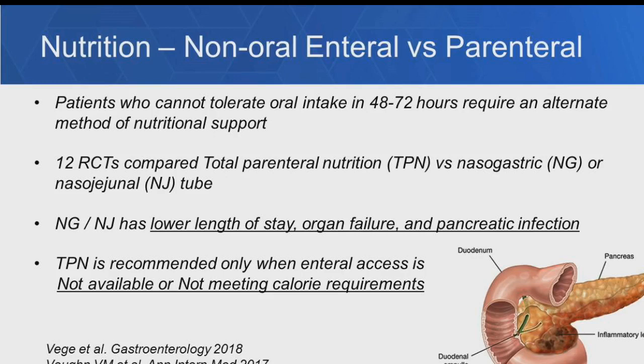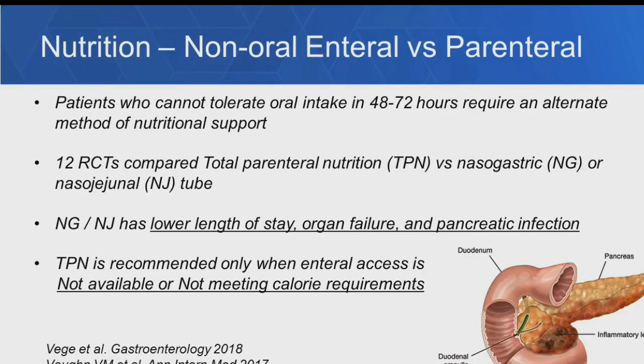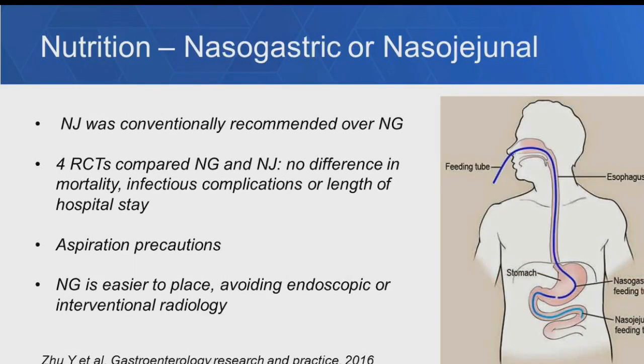And TPN is recommended only when enteral access is not available or if the patient is not meeting their caloric requirements. And the question is, should we use a nasogastric tube, which ends in the stomach, or a nasojejunal tube, which goes much deeper? So historically, NJ tube was recommended over NG to give a rest to the pancreas by avoiding the gastric and duodenal stimulation. However, 4 randomized controlled trials compared NG and NJ. There was no difference in key clinical outcomes such as mortality, infectious complications, or length of hospital stay.